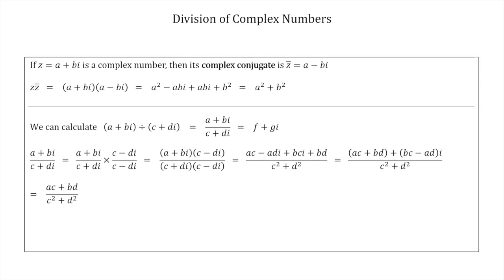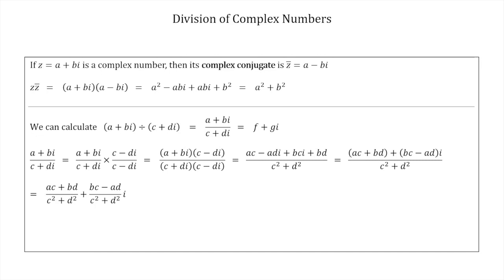So what do we get? We get AC plus BD over c squared plus d squared plus BC minus AD over c squared plus d squared times I. So I've split the single fraction into two different fractions. I've taken the real part over the denominator plus then the imaginary part over the denominator. And in the imaginary part, I've just put the I at the front.